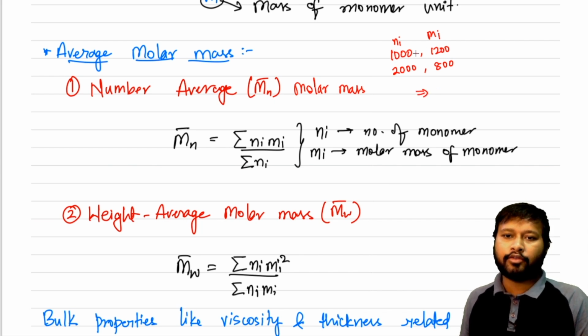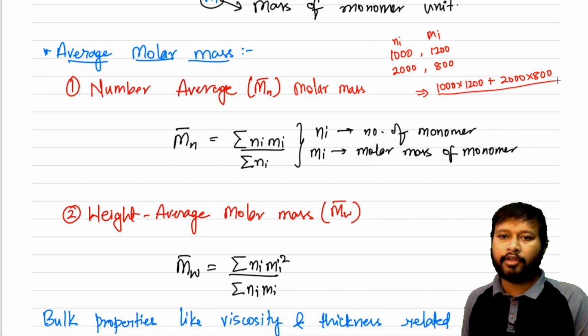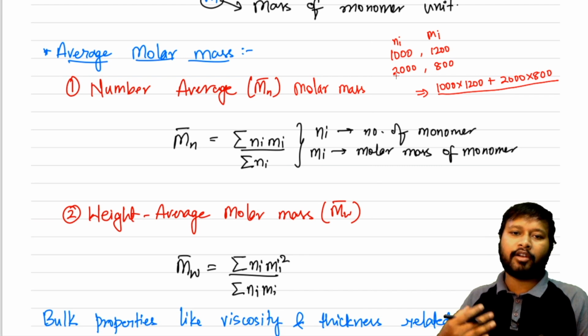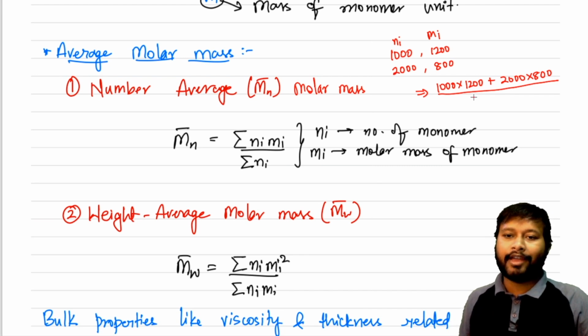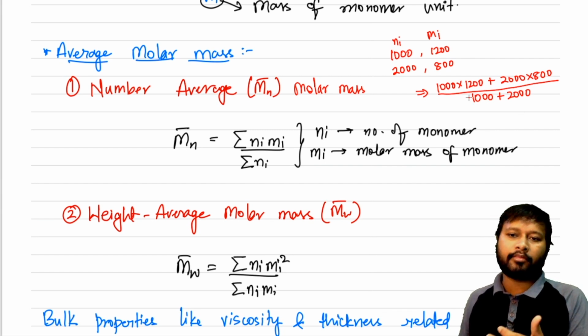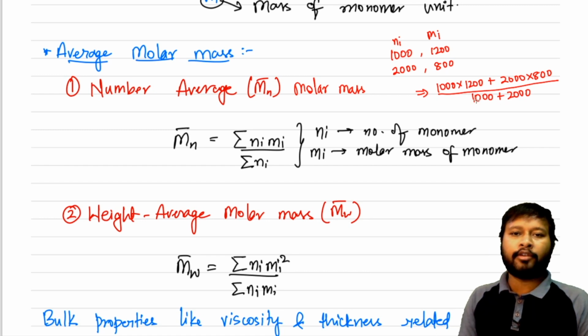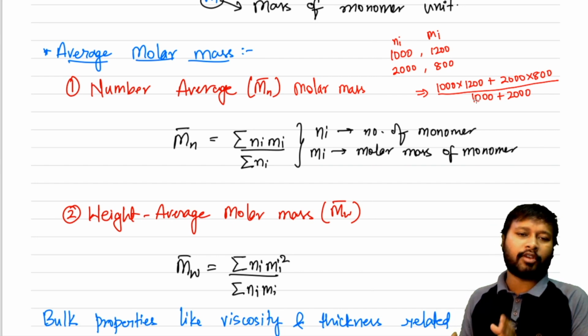So Ni, you have to multiply it. So 1000 multiplied by 1200 plus 2000 multiplied by 800, divided by the sum of the number of the monomeric units. So in the denominator, you are going to put the values 1000 plus 2000. Just solve this and that is going to give you the answer. Okay, so just multiply and add the numerator, add the denominator, divide it, that is going to give you the number average molecular mass. This type of question is very simple and very frequently asked in exam.